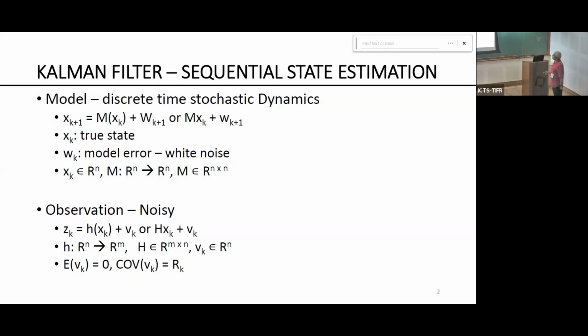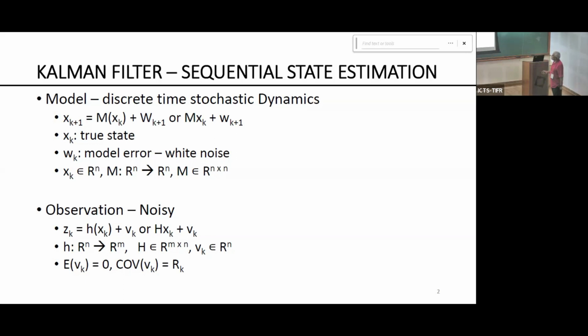Observations are noisy. Observation can be zk equals h of xk, or matrix times xk plus vk. This is a nonlinear function. This is a linear matrix. I'm talking about both linear and nonlinear formulations simultaneously to be able to see quickly the differences between linear and nonlinear cases. Everybody, I'm assuming my noise.